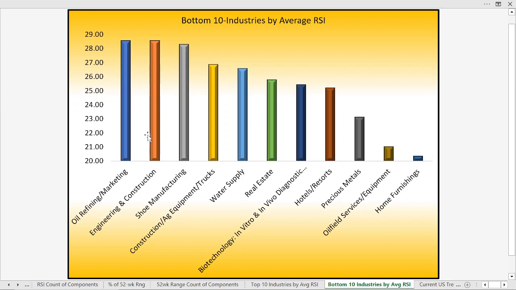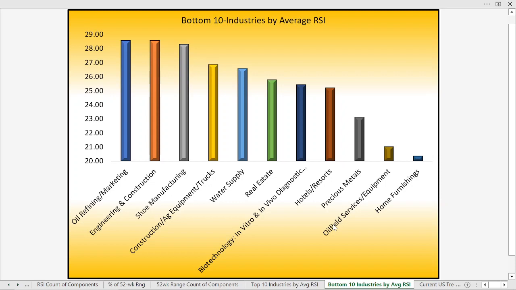Oil refining, marketing, engineering, construction. We have real estate, hotels, precious metals, oil field services. Also, there's not a clear trend, but we do see several stocks in the oil industry, and they are heading lower. Now, this really doesn't make sense, we should say, if we think that oil prices are going to go higher.